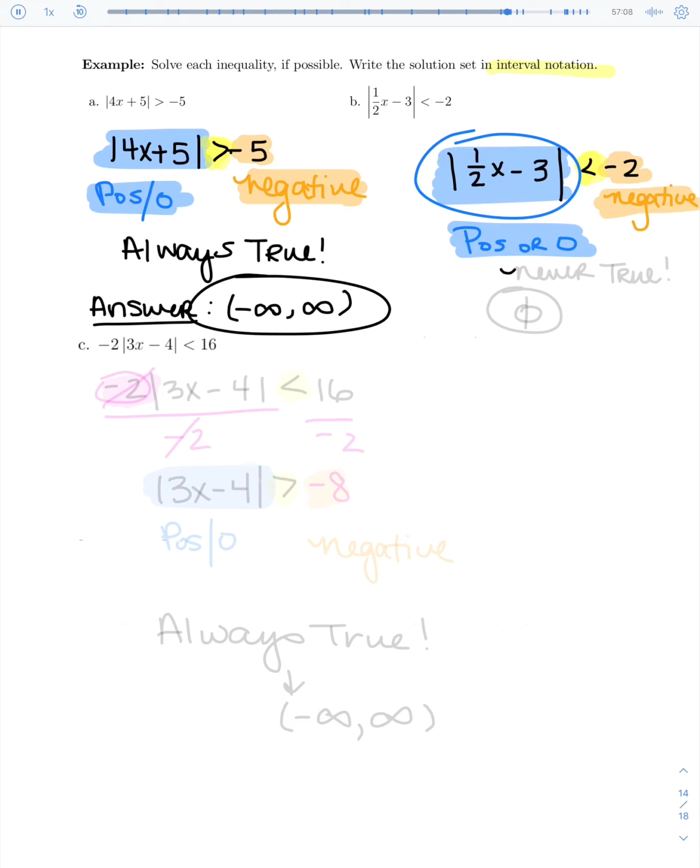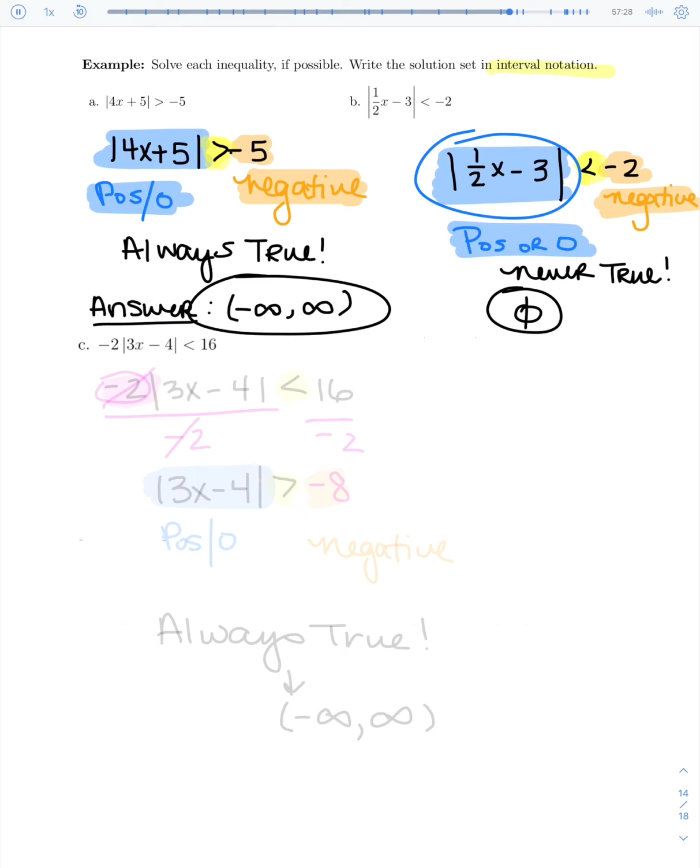So this one's going to be back to our never true, which means that no answers will work. So our fancy answer is that there are no solutions. We'll use our little empty set, or you can write out no solutions, either or.